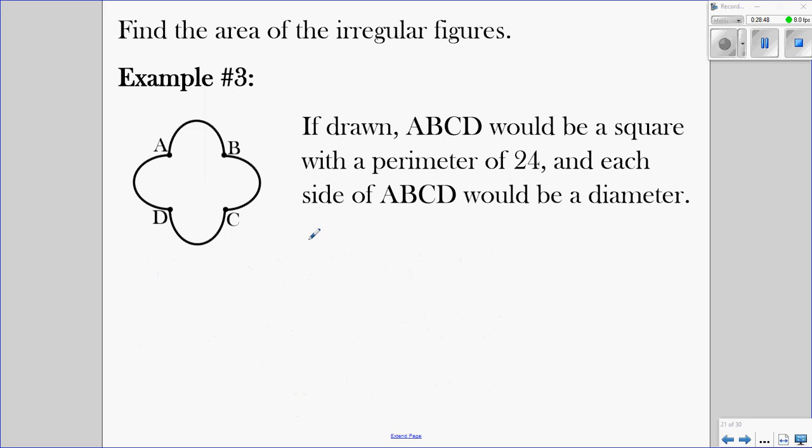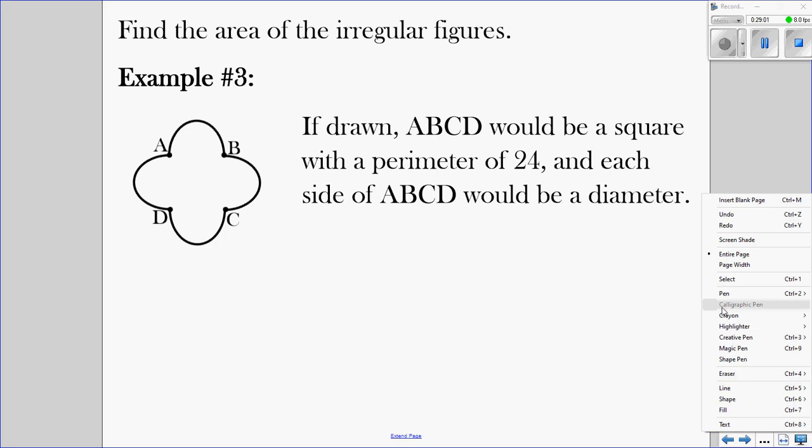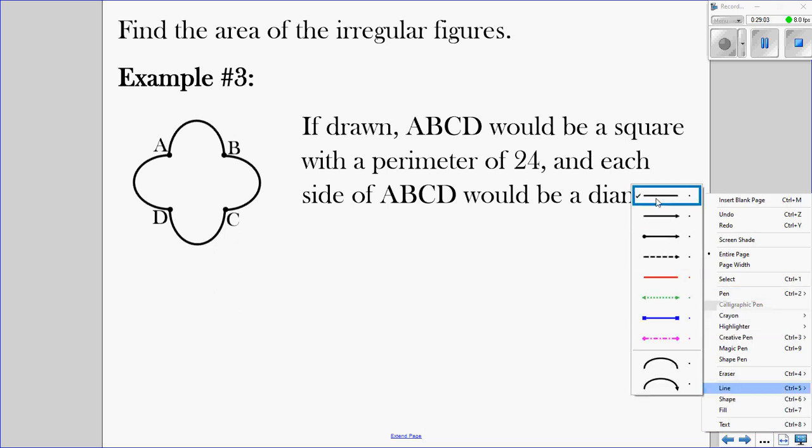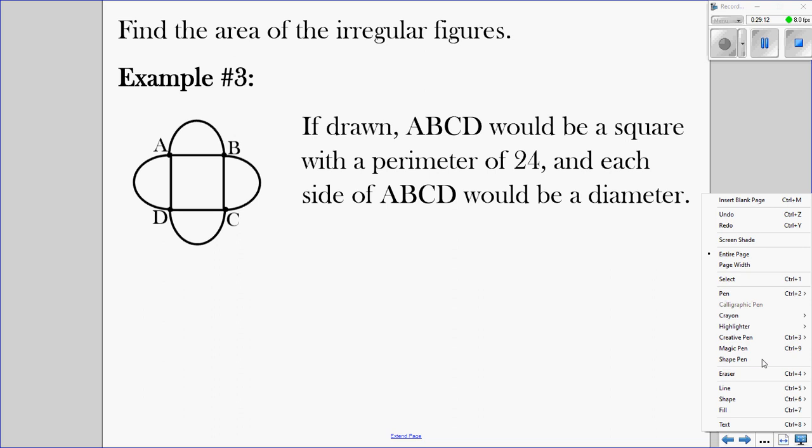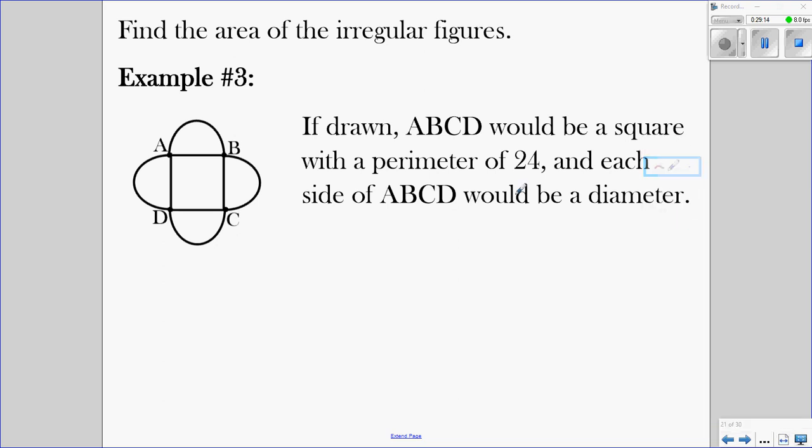That's our answer. Okay, next one. So this is a cuneiform shape, and it says if drawn, ABCD would be a square with a perimeter of 24. So we have that, and I'm going to connect them so I can have my square shape. And I'm going to put P equals 24. So this square is 24.